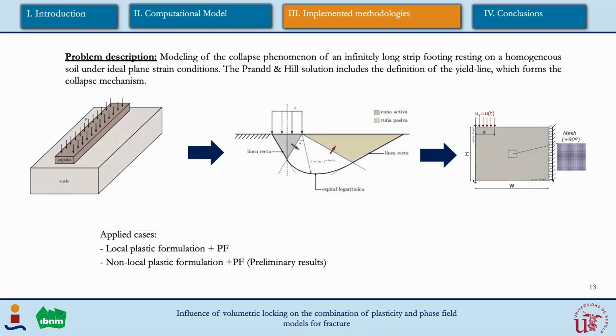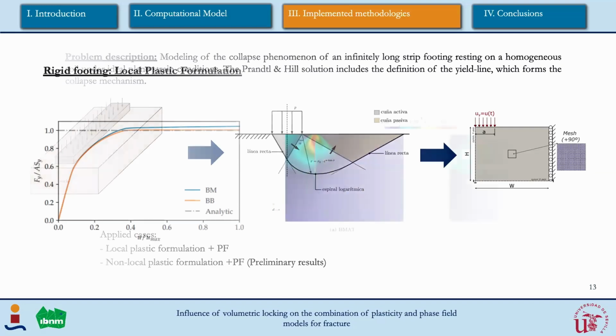And as for the problem of the bearing capacity, we are going to study the one that is called the Brinch-Hansen solution, that works on setting a long straight footing resting on a material. In this case, we can work on a soil. With that, if we calculate the collapse mechanism, we get this kind of solution, and we are testing it with this scheme. As for the applied cases, we're going to see how the solution works with local plastic formulation plus phase field, and with non-local plastic formulation plus phase field.